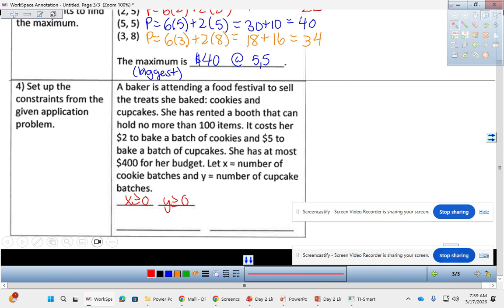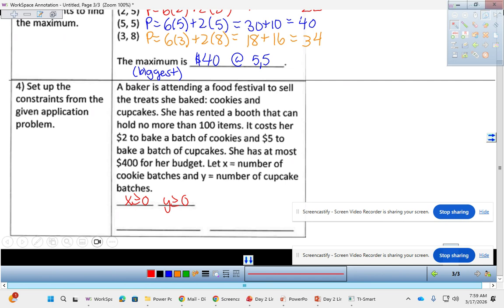It says, a baker is attending a food festival to sell the treats she bakes, cookies and cupcakes. She has rented a booth that can hold no more than 100 items. It cost her $2 to bake a batch of cookies and $5 to bake a batch of cupcakes. She has at most $400 for her budget. Let X be the number of cookie batches and Y be the number of cupcake batches.